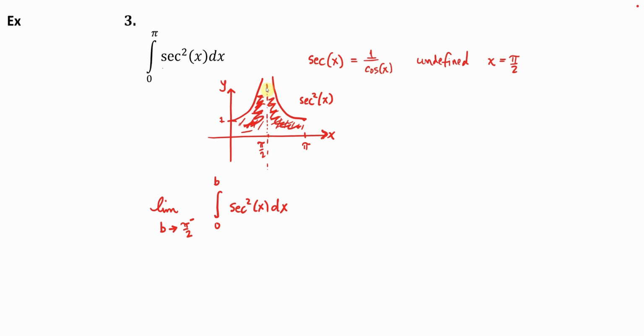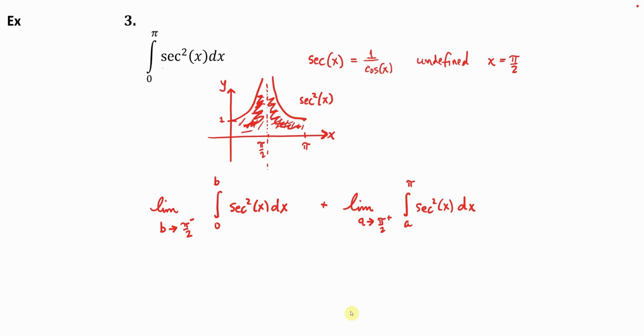And then there's the integral on the right side here, so we're going to add that. That is the limit as some other constant in abstraction, a, approaches pi over 2 from the positive side. It's like we're getting closer to this vertical line from the positive direction, of the integral from a to pi of secant squared x dx.